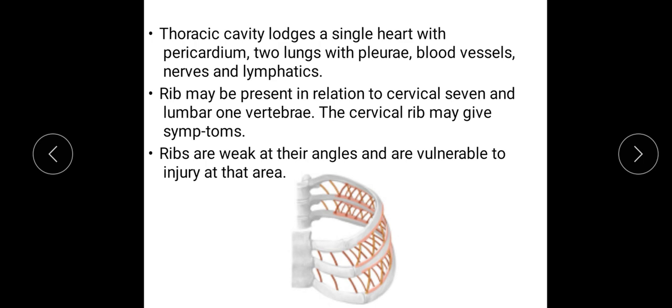The ribs are weak at their angles. This is the sternum. This one is the costal cartilage. These are the ribs. These are the vertebrae. This is the angle of the rib. These ribs are weakest at the angle, or these angles are vulnerable to injury.